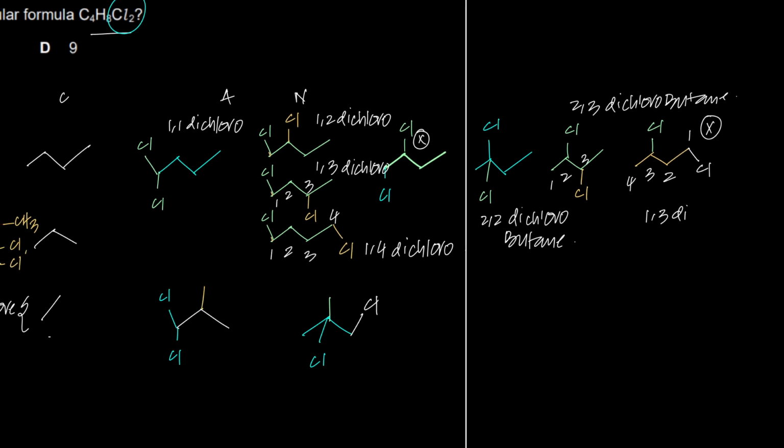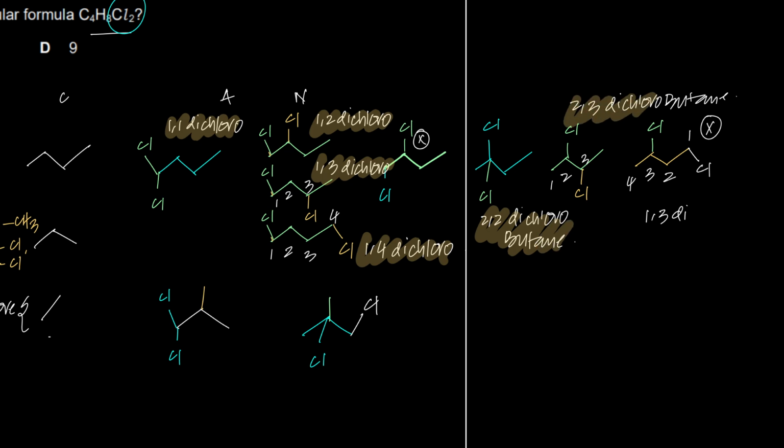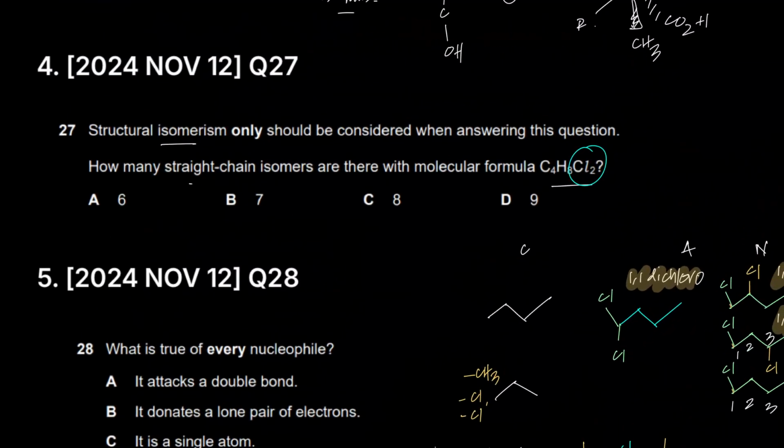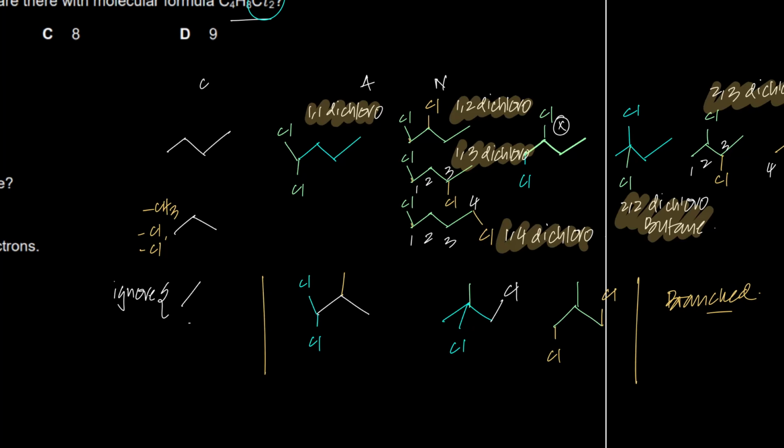So now how many straight chain isomers do you have? 1, 2, 3, 4, 5, and 6. But what about these? These are also isomers, but are they straight chain? The answer is no. He's asking how many straight chain isomers there are with C4H8Cl2. I just wanted to draw it to show you that this can also possibly exist, but he wanted the straight chain isomers, right?